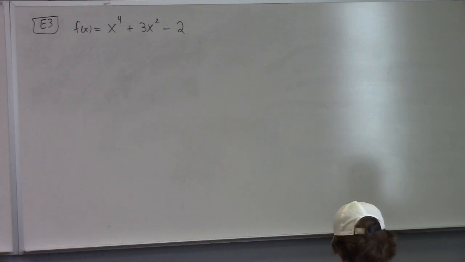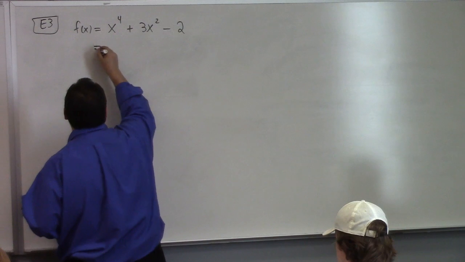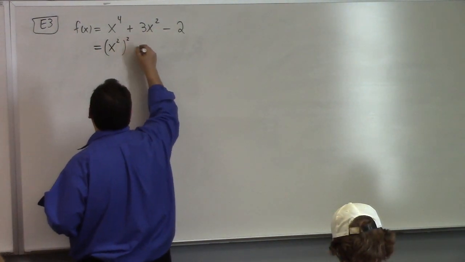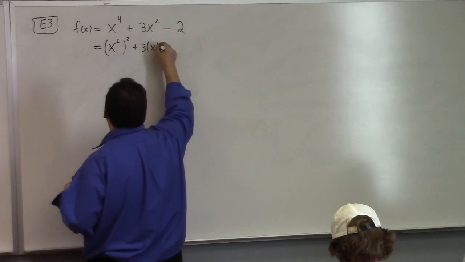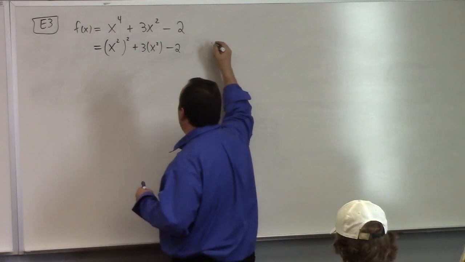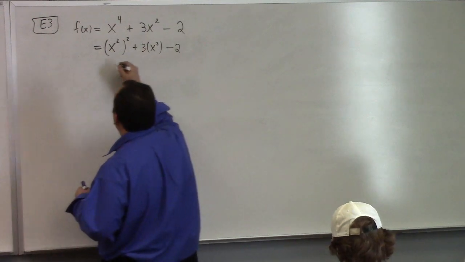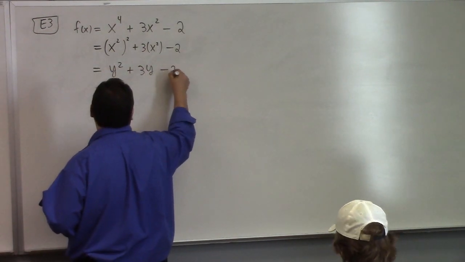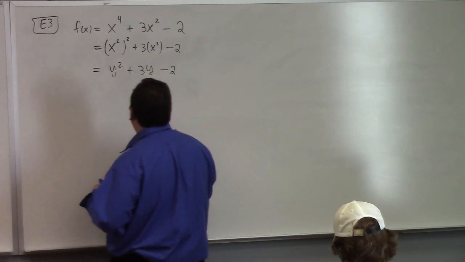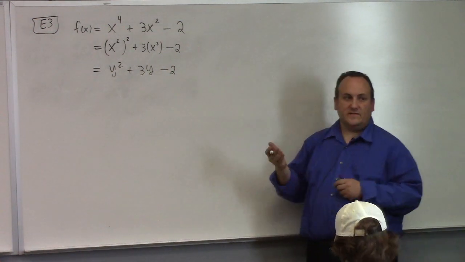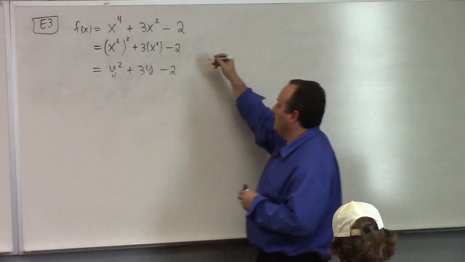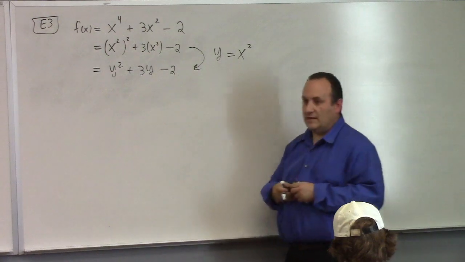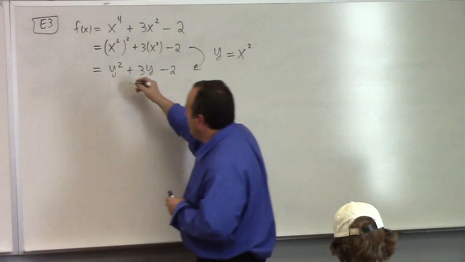How about this? If we look at it, this is x squared squared, right? Plus 3 times x squared minus 2. So if we make a substitution, y equals x squared, that's the substitution I'm making, we get y squared plus 3y minus 2. This is a quadratic in y.